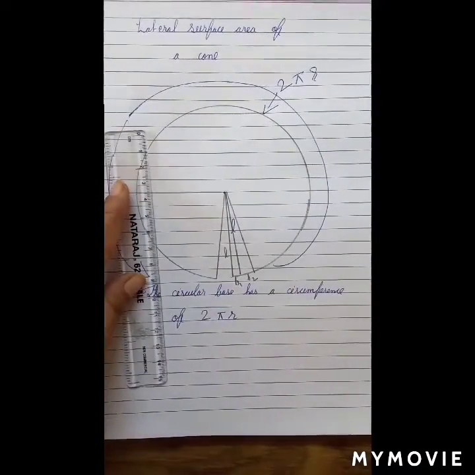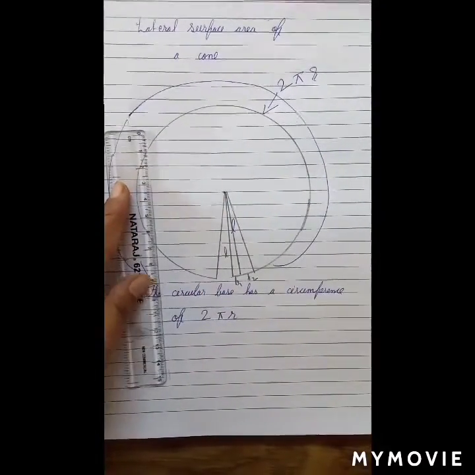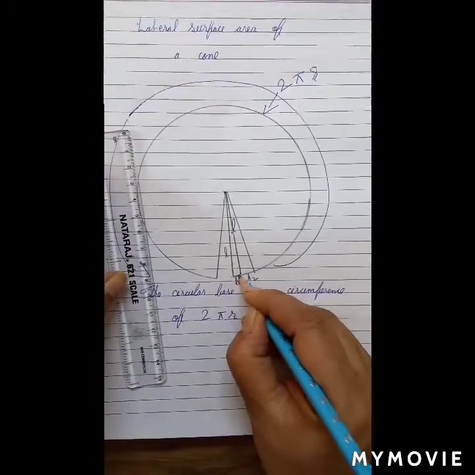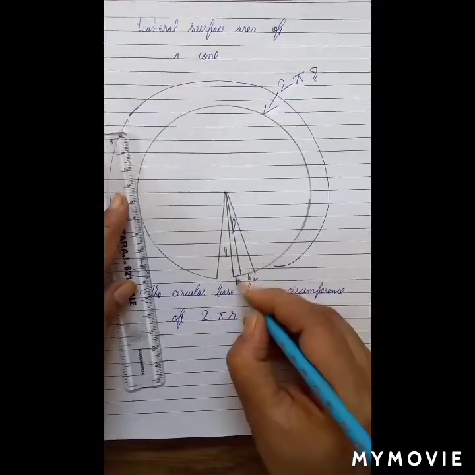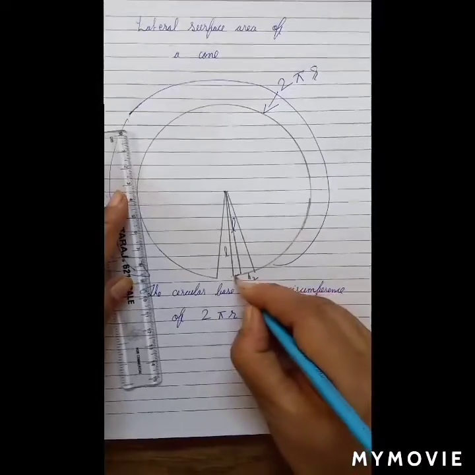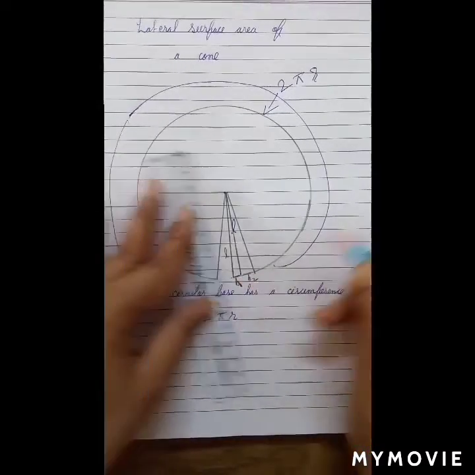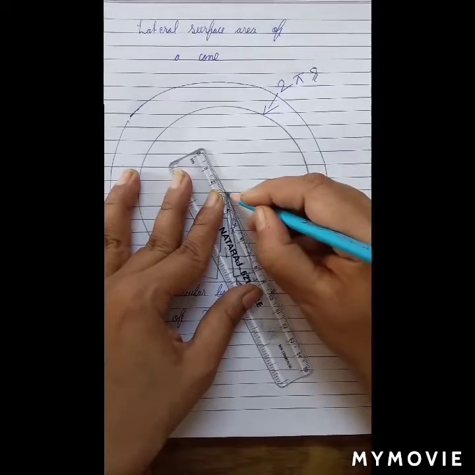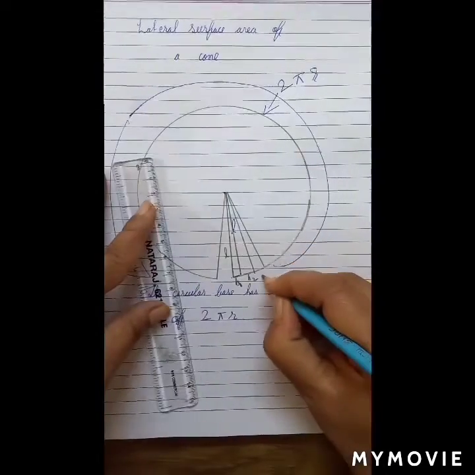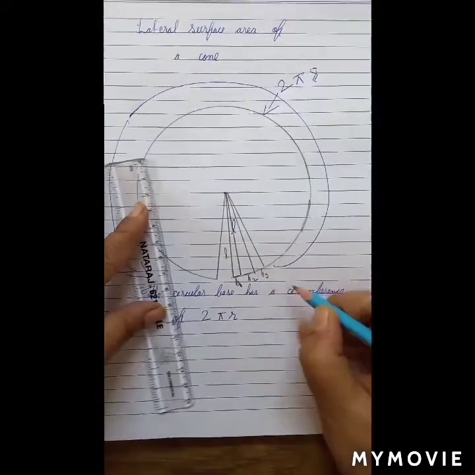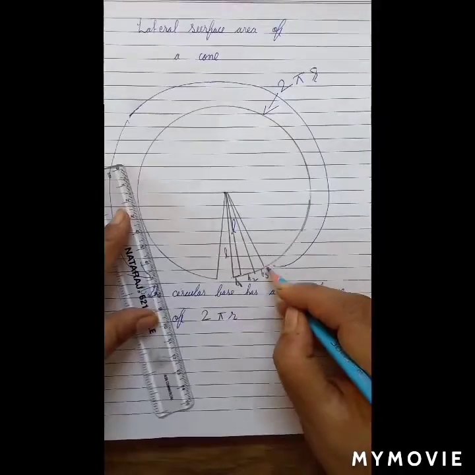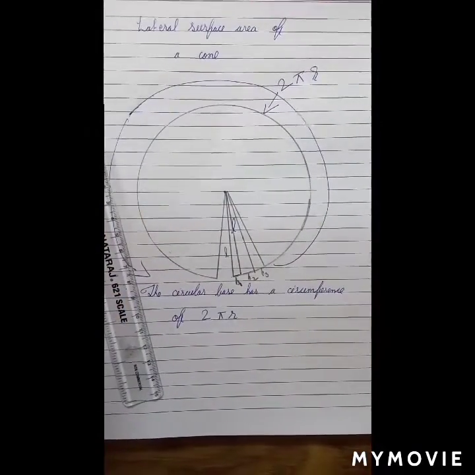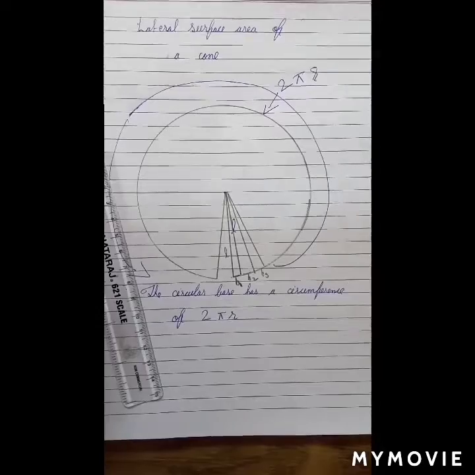Let's assume they are very small triangles. And if they are very small triangles, the base will almost become flat. So let's consider this as B1, this as B2, and this as B3, and so on. So we will divide this entire circle into very small right angle triangles.